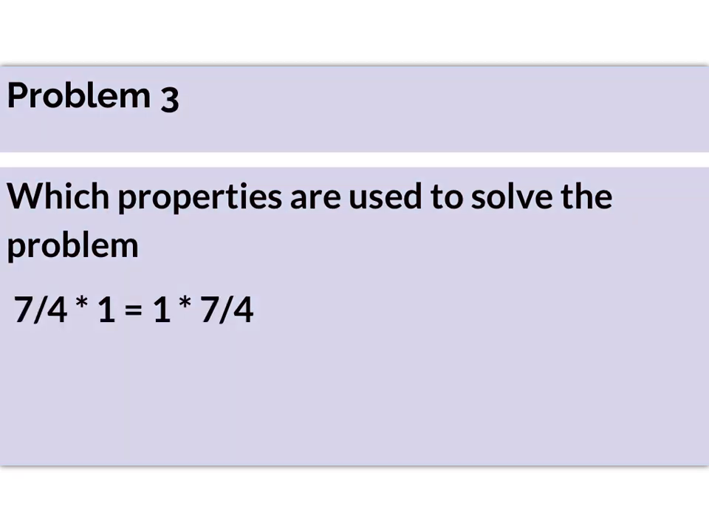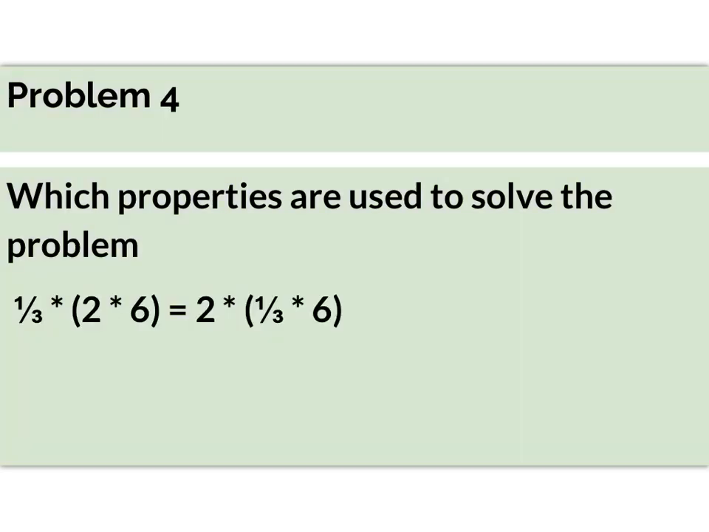And remember, on these ones, I'm not solving the problem. I'm just showing you the properties. So 7/4 times 1 equals 1 times 7/4. So now, what do we have? We had the numbers changing order, and this is the commutative property. Commutative, where the numbers change order.